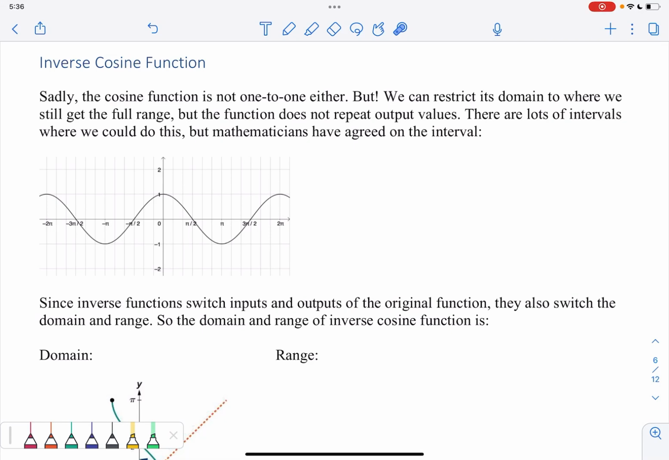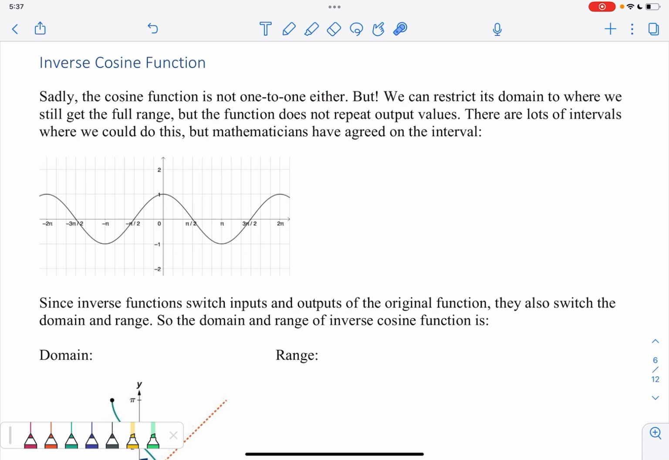Inverse cosine function. So this is going to start looking familiar because the setup to find the inverse cosine function is going to be very similar to how we found the inverse sine function. So sadly, the cosine function is not one-to-one either, but we can restrict its domain to where we still get that full range, but the function does not repeat output values.